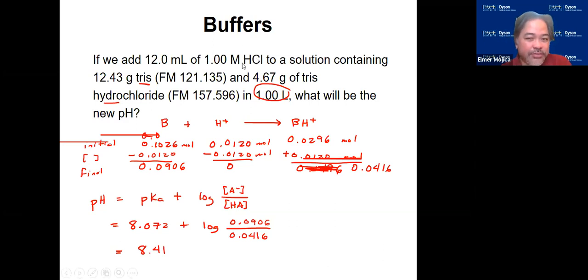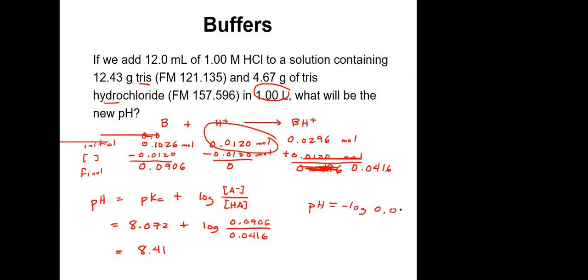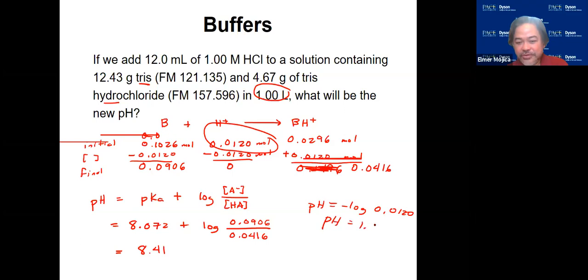But if you're going to add 12 ml to 1 liter, so the pH should be around what? Anyone? What do you think is the pH? So you're going to get the negative log of this number here. And that would be equal to what? 1.92. Okay. So you have a pH equal to 1.92. So see the difference if the solution is buffered compared to the one that is not buffered.